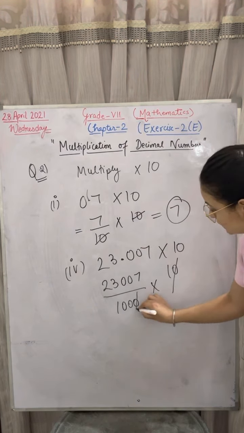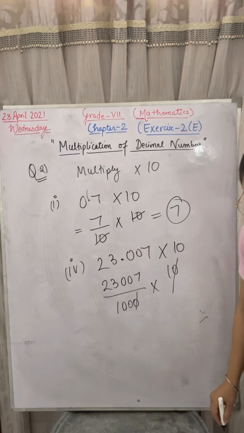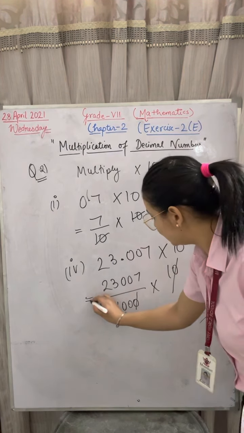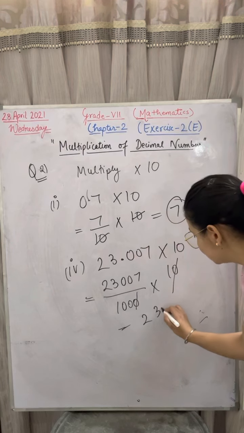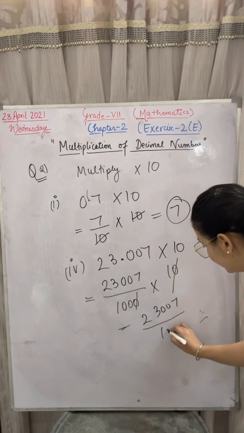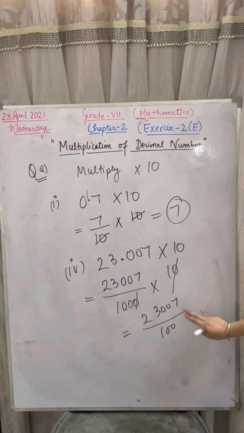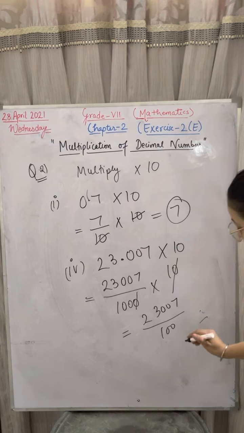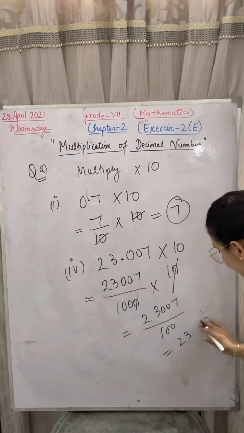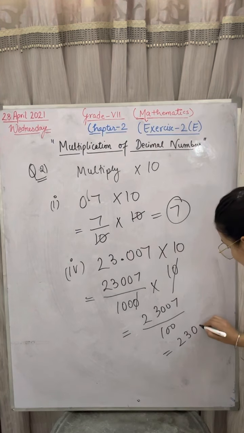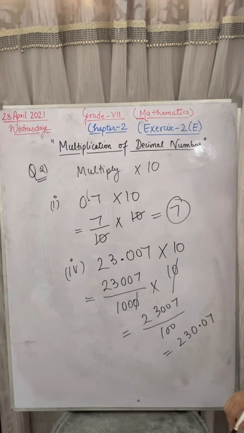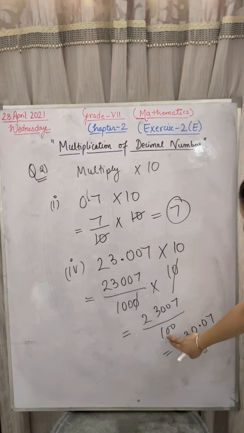Now 1 zero will get cancelled. Okay. 1 zero will get cancelled. Answer will be 23007 upon 100. Now where do you have to place the decimal? 100 means before 2 digits. Siddharth, very good. It will be equal to 230.07. Okay, if you are having 100 in the denominator.